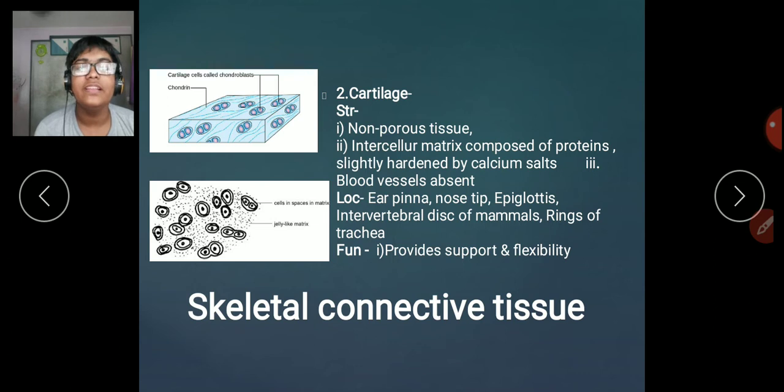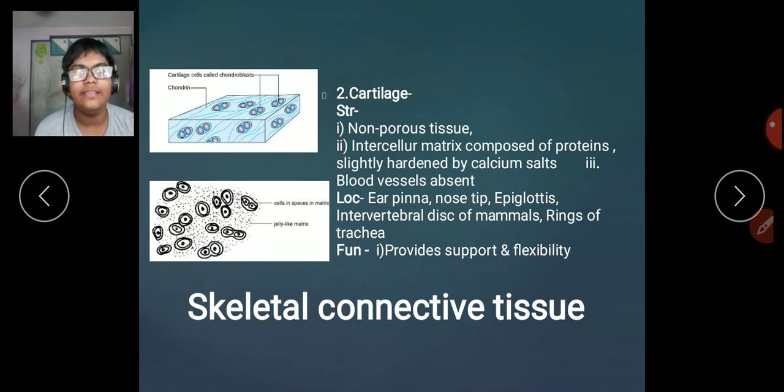The location is in the ear pinna, the nose tip, epiglottis, intervertebral discs of the mammals, and the rings of the trachea. This provides support and flexibility. You can see these are in the flexible and soft parts of our body. You can just directly bend the ear pinna without any problem. The nose tip is also very flexible.